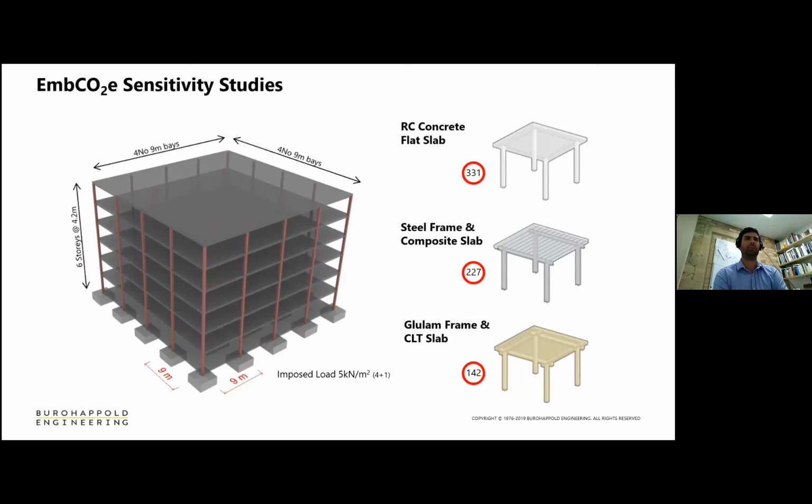It's 9 meter by 9 meter, 6 stories, and we designed this fully for an imposed load in a standard concrete flat slab solution, a steel frame with composite deck, and a glulam and cross-laminated timber slab. And fundamentally now we need to be very familiar with numbers and the quantities of embodied carbon. This is our new currency, if you like, for building design.